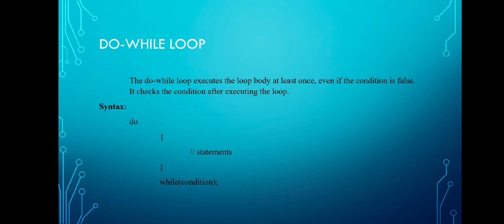Third one is the do while loop. The do while loop always executes at least once because the condition is checked at the end. This is useful when we want the loop to run at least once, even if the condition becomes false.